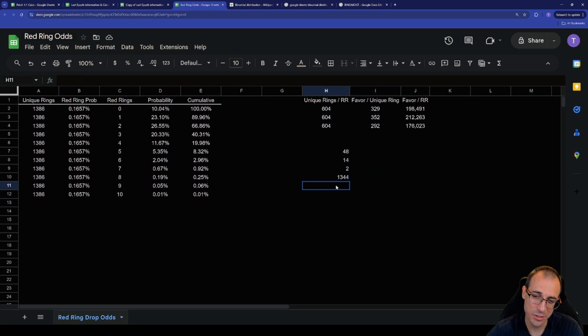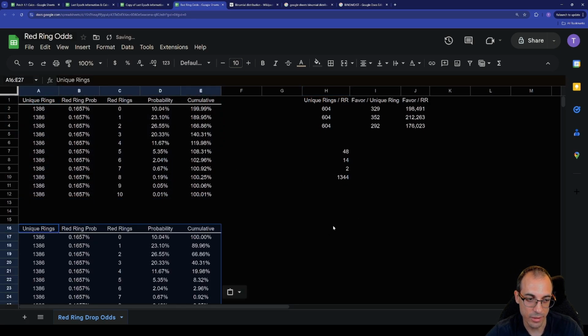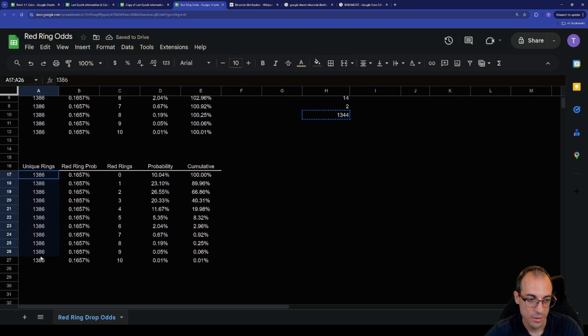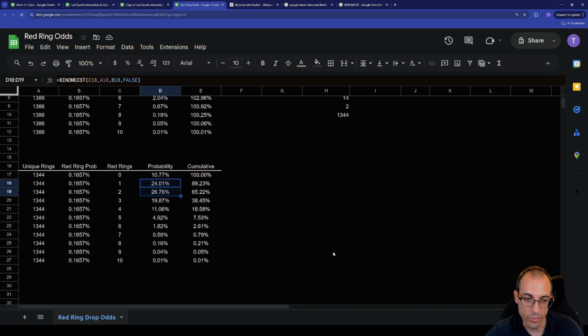So if you're curious to see where this project is gonna go, and if you're curious to see out of the 1,344 rings, how many red rings we're gonna get, let's just quickly plug that in right here. It's pretty easy to do. Here we go, 1,344. On average, we should expect around 1 to 2 red rings. But it's always possible to hit this 5%er and get 5 red rings.